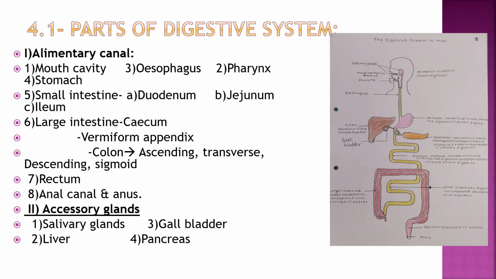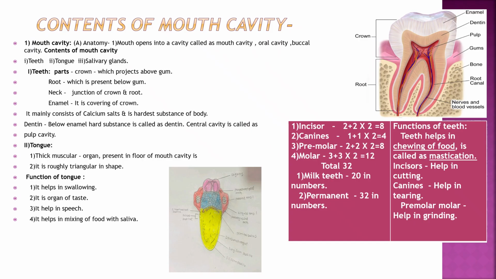So the first part is the mouth, which is also called the buccal cavity, which contains tongue and teeth. The tongue is mainly required for the mixing of food with saliva and swallowing. Teeth are required for the breaking of the food. In adults there are 32 teeth in total, and the types are incisors, canines, premolars and molars.